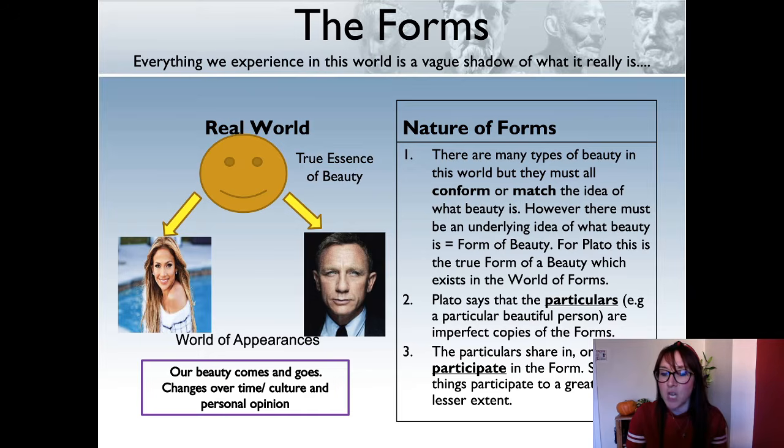Plato says that the particulars, so a particular beautiful person, we experience the particulars are imperfect copies still. Of course they're imperfect because they will change, they will die, they will get plastic surgery and facelifts. Everything in our world is imperfect still. And so these particulars sharing or participate, they are still part of the form. They participate in the form. Some things participate to a greater or lesser extent. So everything in this world, this is the world of appearances. They appear beautiful, they appear just, they appear good, but they're only appearances.